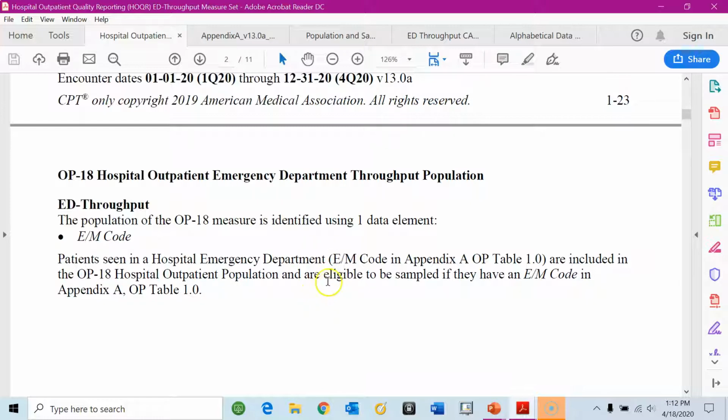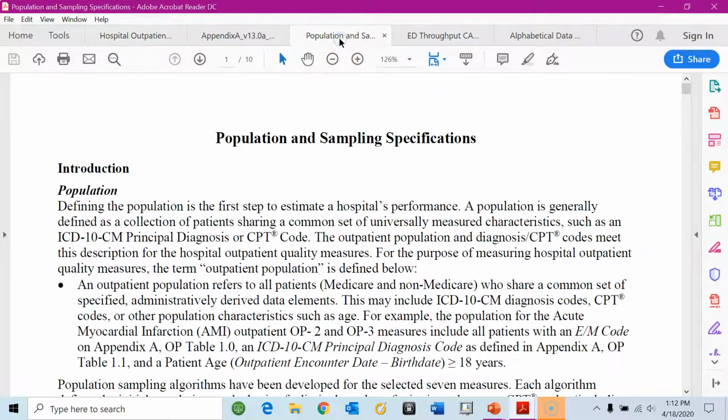Now, because this requirement is just having an E&M code, you might have a high number of cases. If a hospital's number of cases in a measure set meets certain size requirements, you can choose to sample rather than do all of the cases. Because the population requirement for the ED throughput measure is just having an E&M code, which is probably most everyone seen in your ED, you could have a large enough number to be able to sample. How that's determined is you go to the population and sampling section of the outpatient specifications manual.